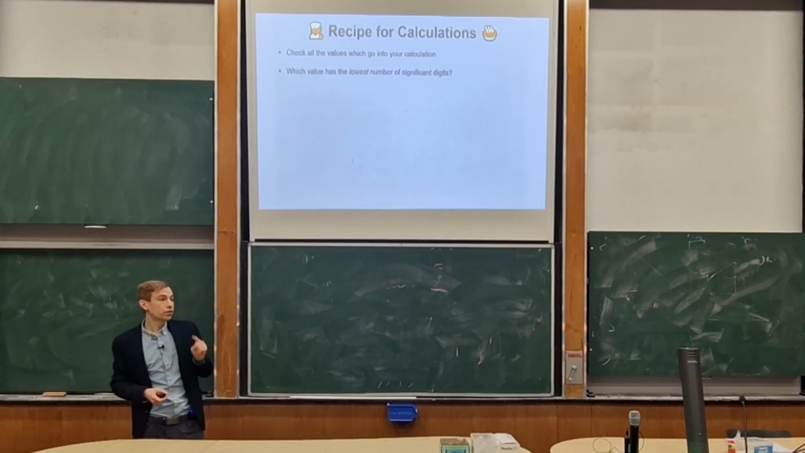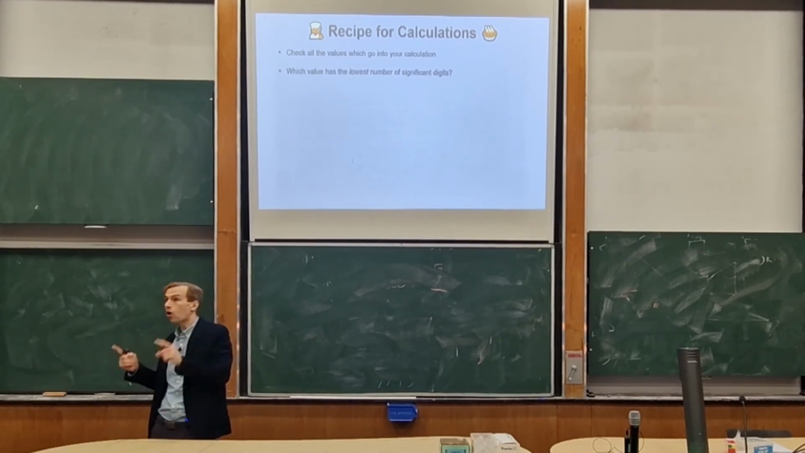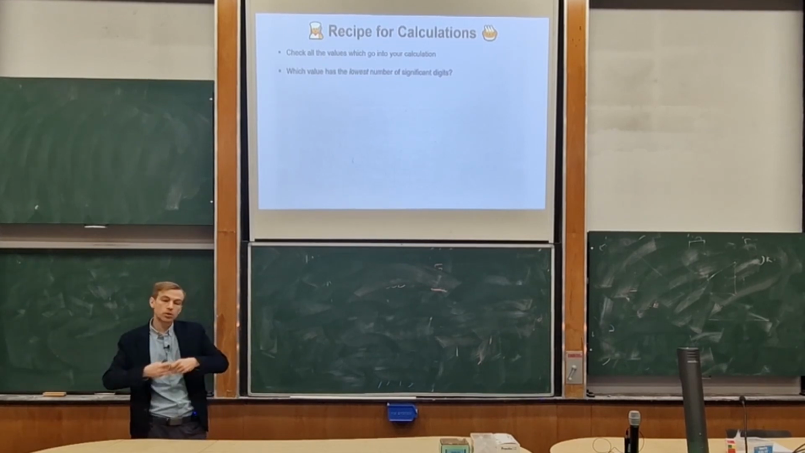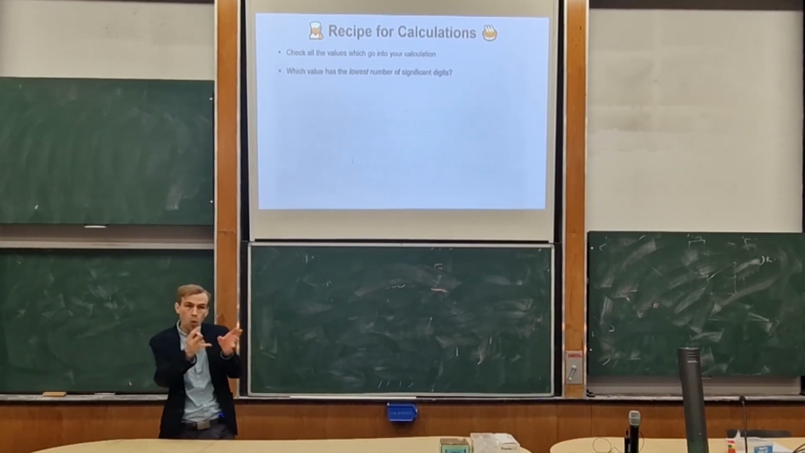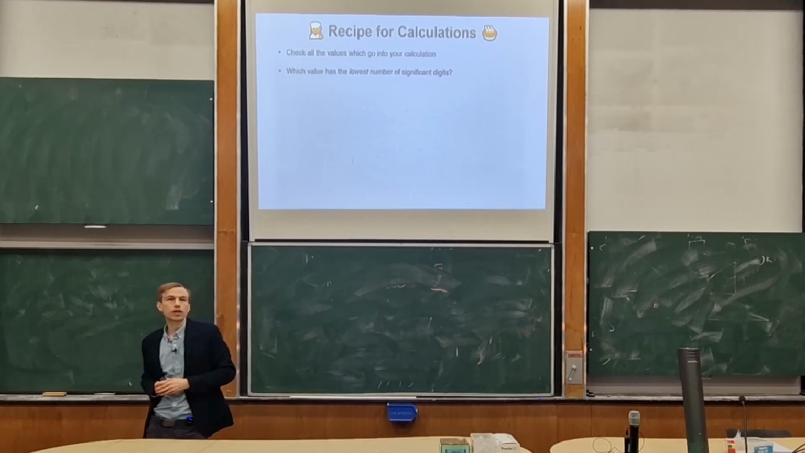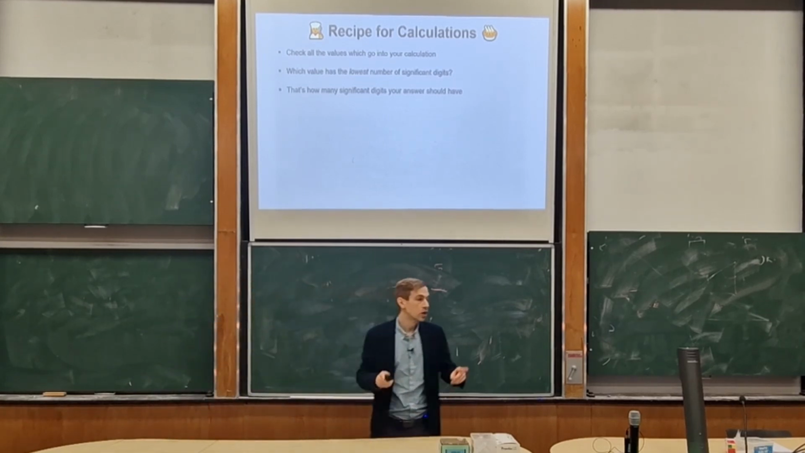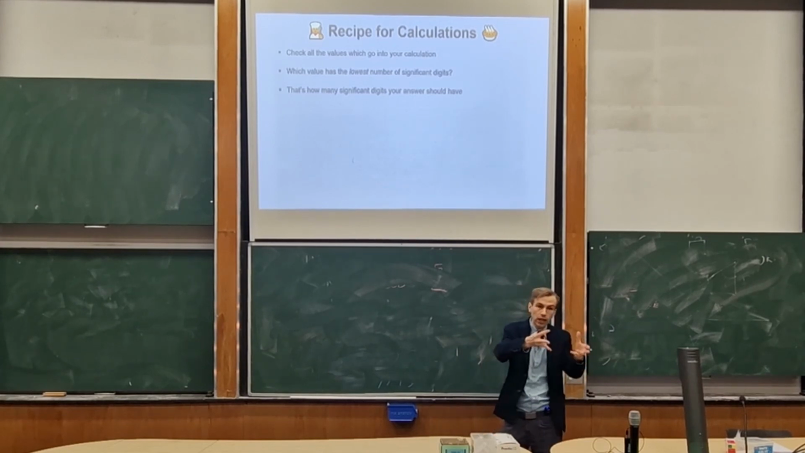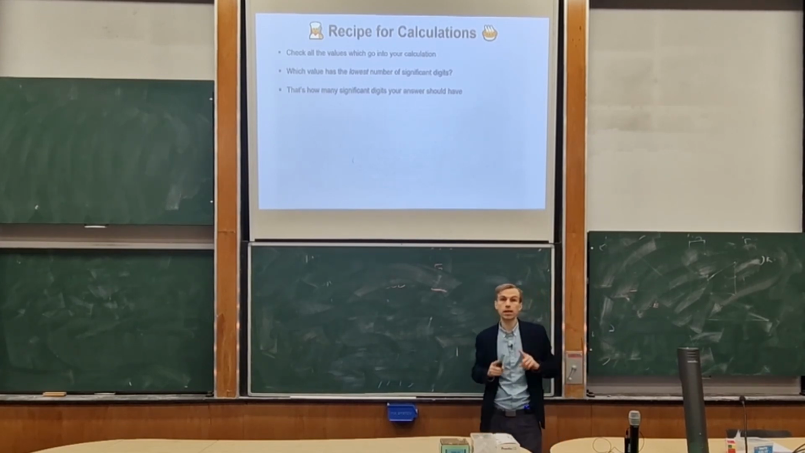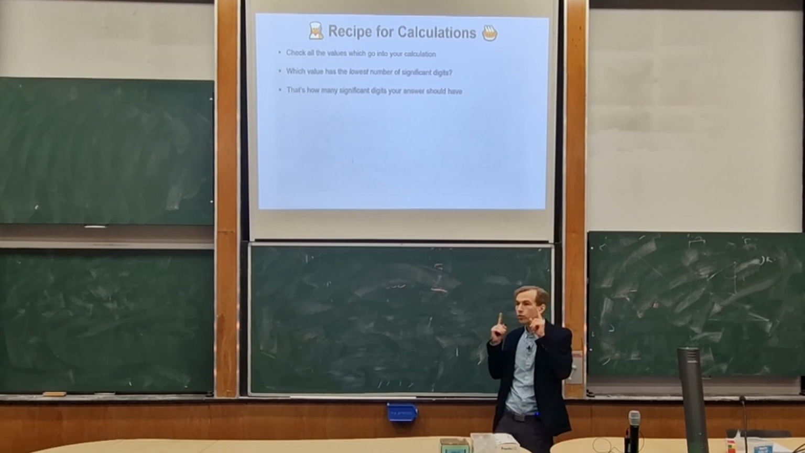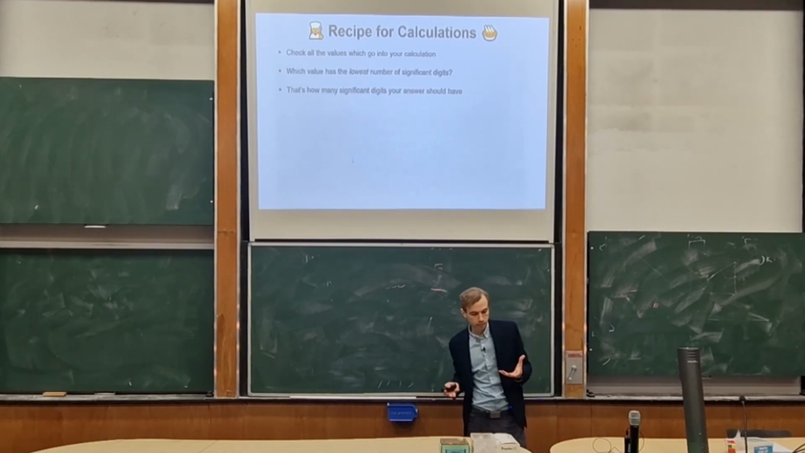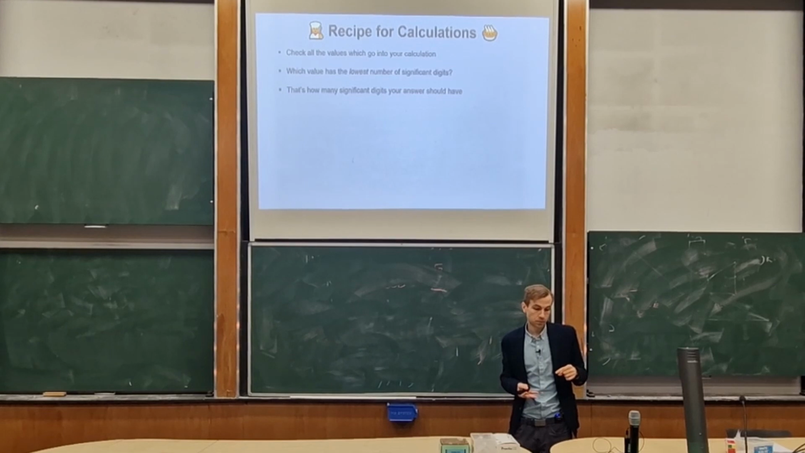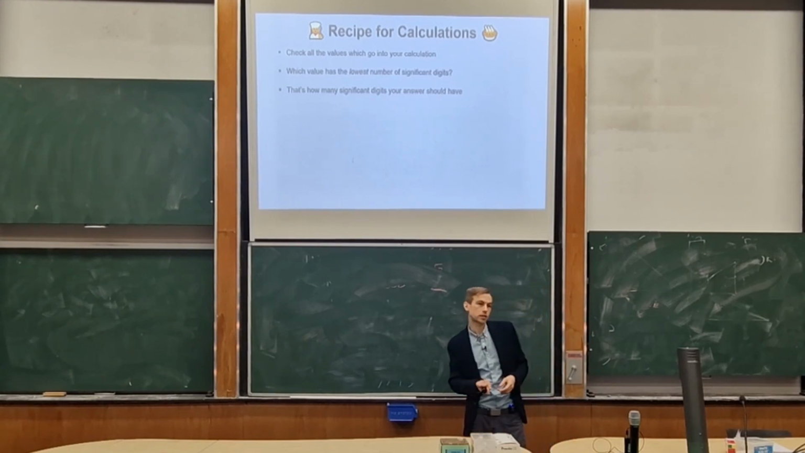What you're looking out for is which value has the least number of significant digits. So maybe you've got some very precise numbers, but one number, you've only got, let's say, 2 or 3 significant digits. That's how many significant digits your answer should have. So it has as many significant digits as whichever value going into your calculation has the least. What's interesting about this is that you know how many significant digits your answer is going to have before you know what your answer is. So that's quite neat.